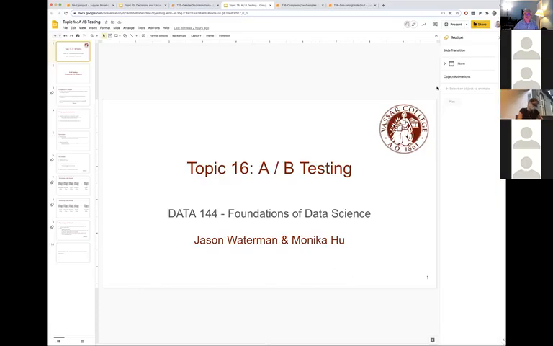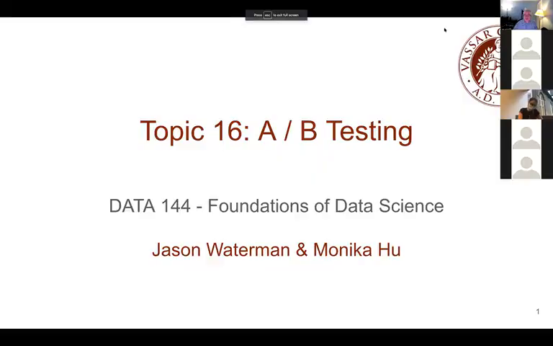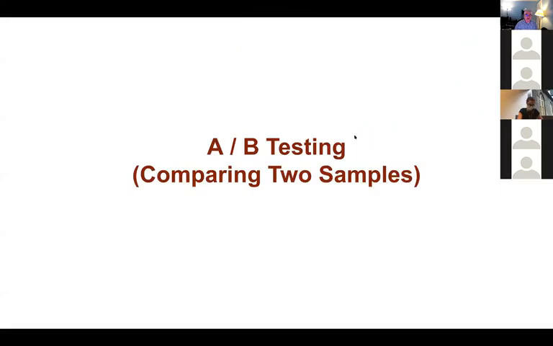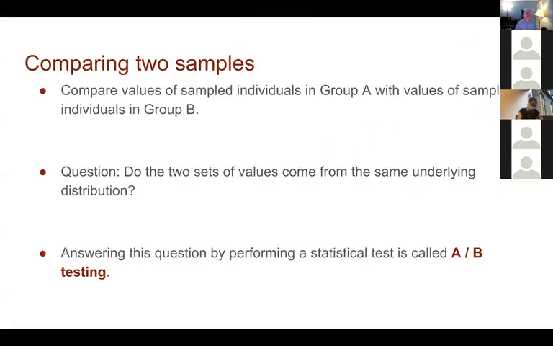All right. So what I'd like to talk about next is this idea of what's called A/B testing. It's a way for us to compare two different samples. Companies do this all the time. Google is always doing A/B testing. It's a way really of comparing two samples to one another.